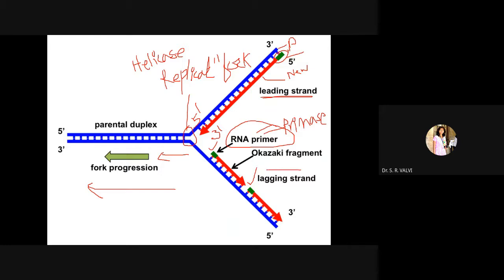But this strand is called what? Lagging strand. Here we have given the name leading strand, right? And here we have given the name lagging strand. So what is the lagging strand? It is a discontinuous strand.